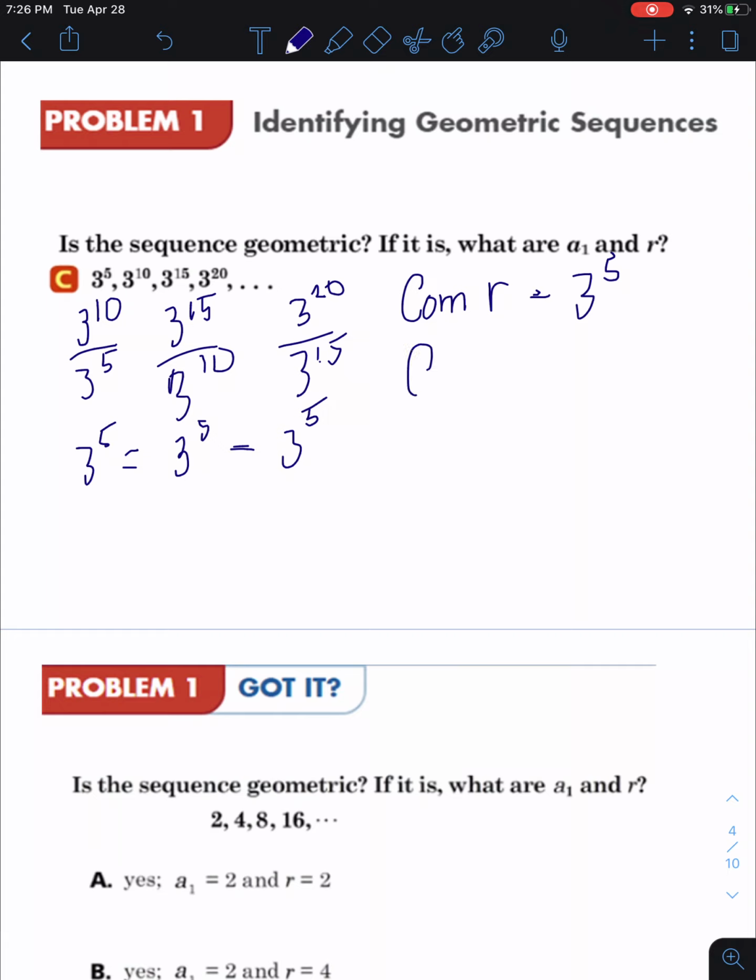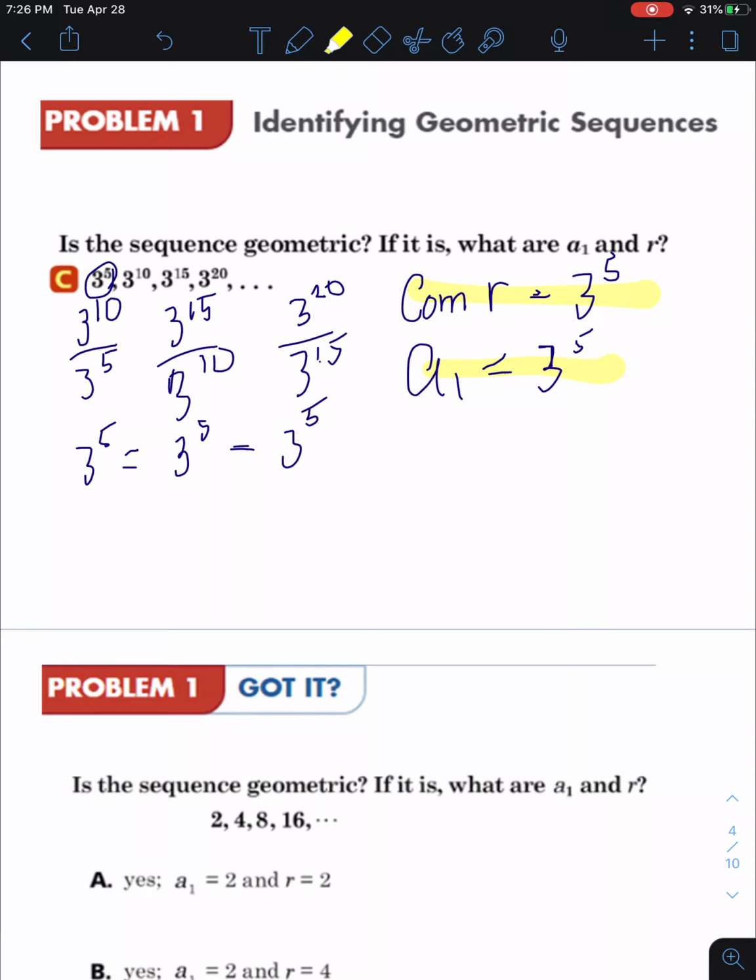And the first term again, a sub 1, is this guy over here. It's 3 to the 5th. Can they both be the same? Yeah, sure. Why not? Okay. 3 to the 5th, 3 to the 5th. So there's my two terms, and that's what I was looking for.